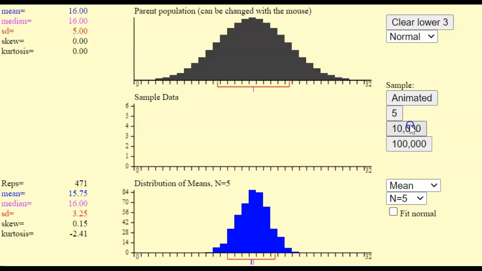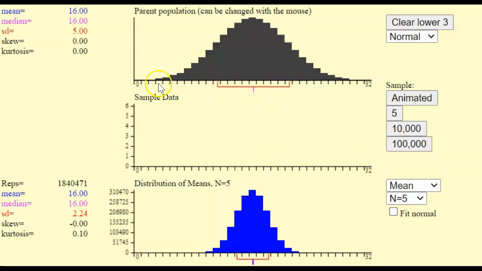Let's go 10,000 at a time. I'm going to keep doing this until my statistics start balancing out. I don't seem to be changing. They're getting pretty stable now. Let's go 100,000. Nothing's changing now. The skew, even though it's changing its sign slightly, isn't really changing.